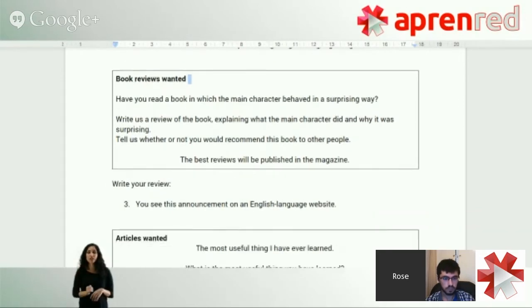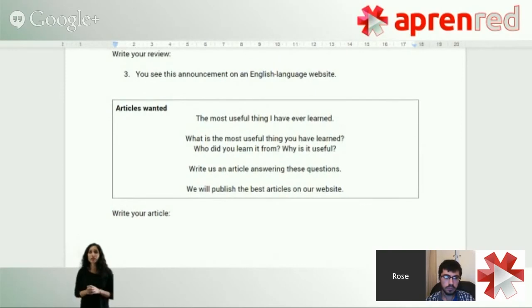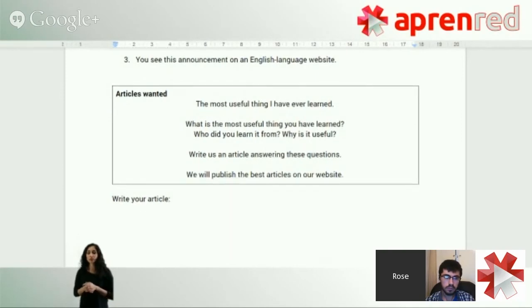Okay, if we scroll down now, we can see the second option. Option 3, you see this announcement on an English language website. Very similar to the one before. Articles wanted. Okay, now they want an article. The most useful thing I have ever learned. What is the most useful thing you have learned? Who did you learn it from? Why is it useful? Write us an article answering these questions. We will publish the best articles on our website.